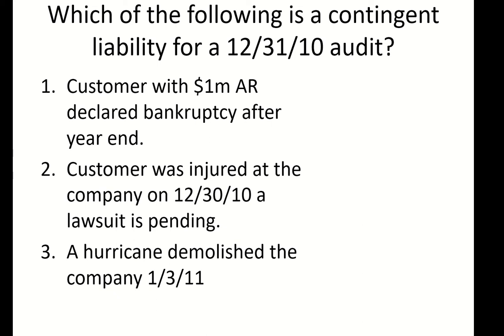The correct answer would be that a customer was injured at the company on 12/30 and a lawsuit is pending. So we know that we're going to need to pay out eventually or accrue a liability, so we need to plan ahead for that liability. But the lawsuit is pending, and we don't know the specific amount. So this would be your contingent liability. The bankruptcy happened after year end, so this might be a subsequent event, depending on what kind of subsequent event. And the hurricane also happened after year end. So right now, the only contingent liability is number 2.